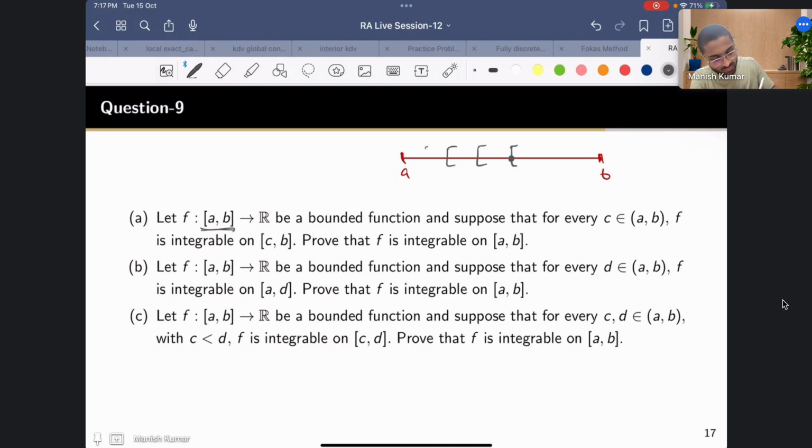This is true for any c. If c is equal to a, then it's done. So it is true for any c. So you have to prove from here that f is integrable on a comma b.